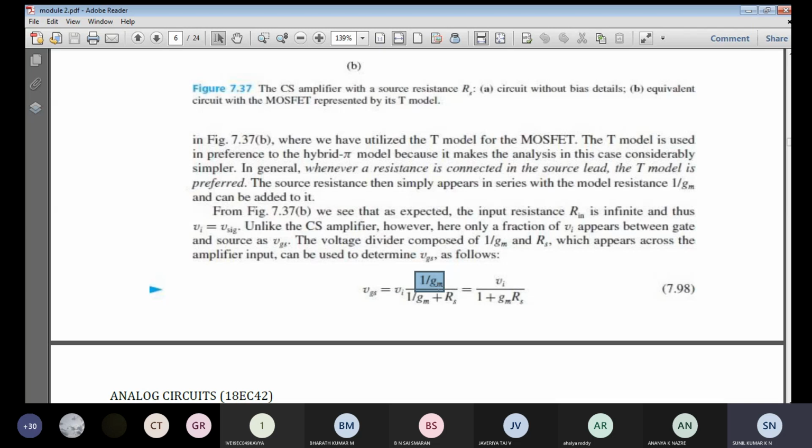So the voltage Vi will get divided across 1 over Gm, divided by the total resistance, 1 over Gm plus Rs. So what is the value of Vgs? If I simplify this equation, 1 over Gm taken as common means 1 plus Gm into Rs will be there in the denominator, and Gm will get cancelled. So Vi divided by 1 plus Gm into Rs you will be getting. So this will be the value of the gate to source voltage Vgs.